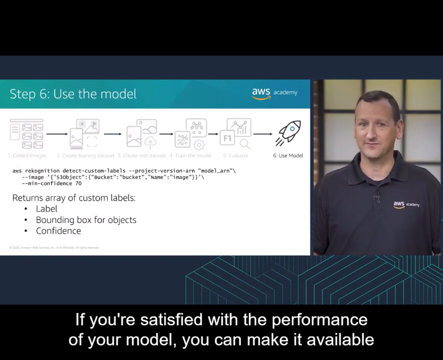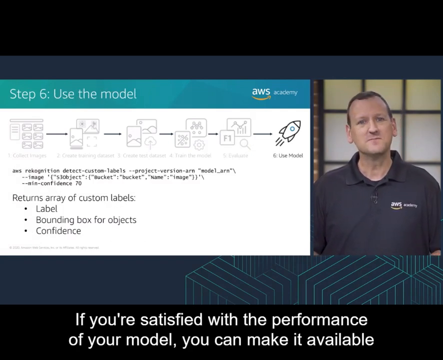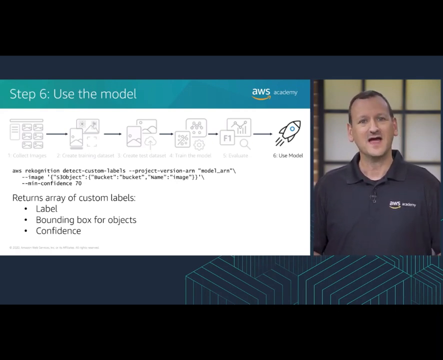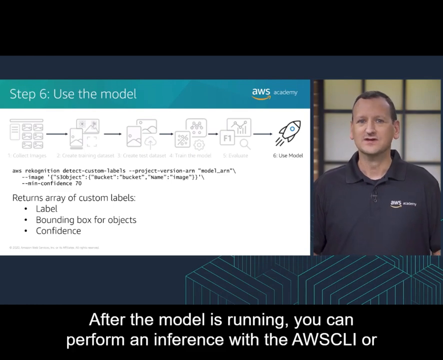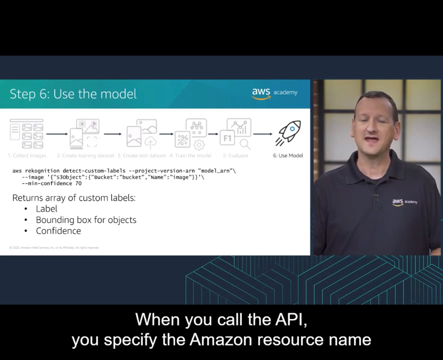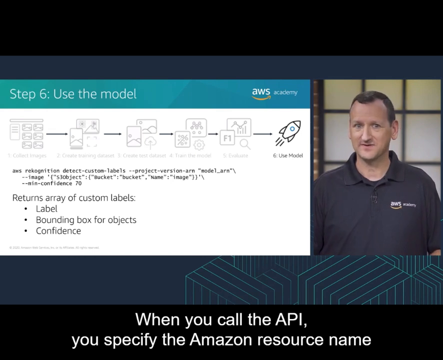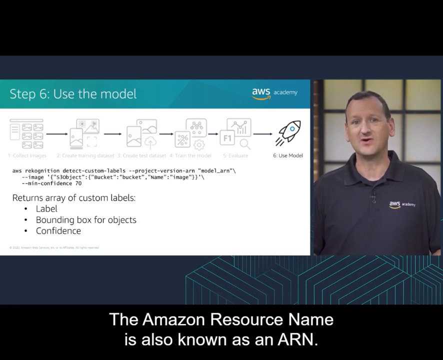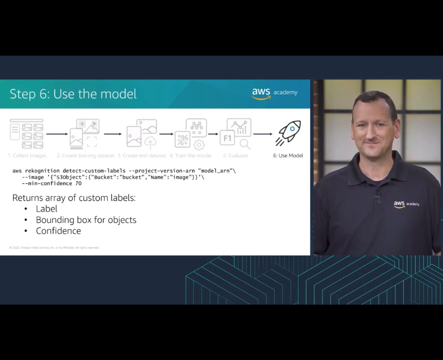If you're satisfied with the performance of your model, you can make it available for use by starting it from the console or by using code. After the model is running, you can perform an inference with the AWS CLI or the SDK. When you call the API, you specify the Amazon resource name of the Amazon Rekognition Custom Labels model that you want to use. The Amazon resource name is also known as an ARN.